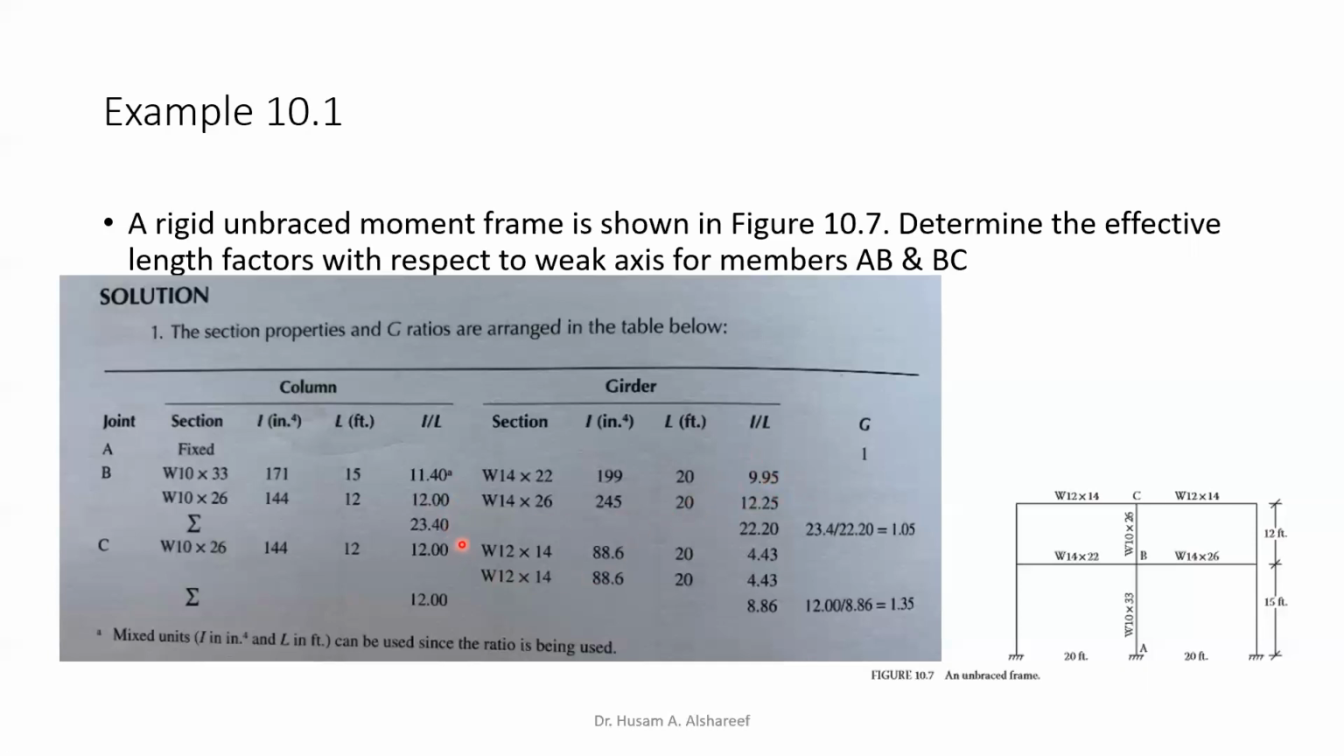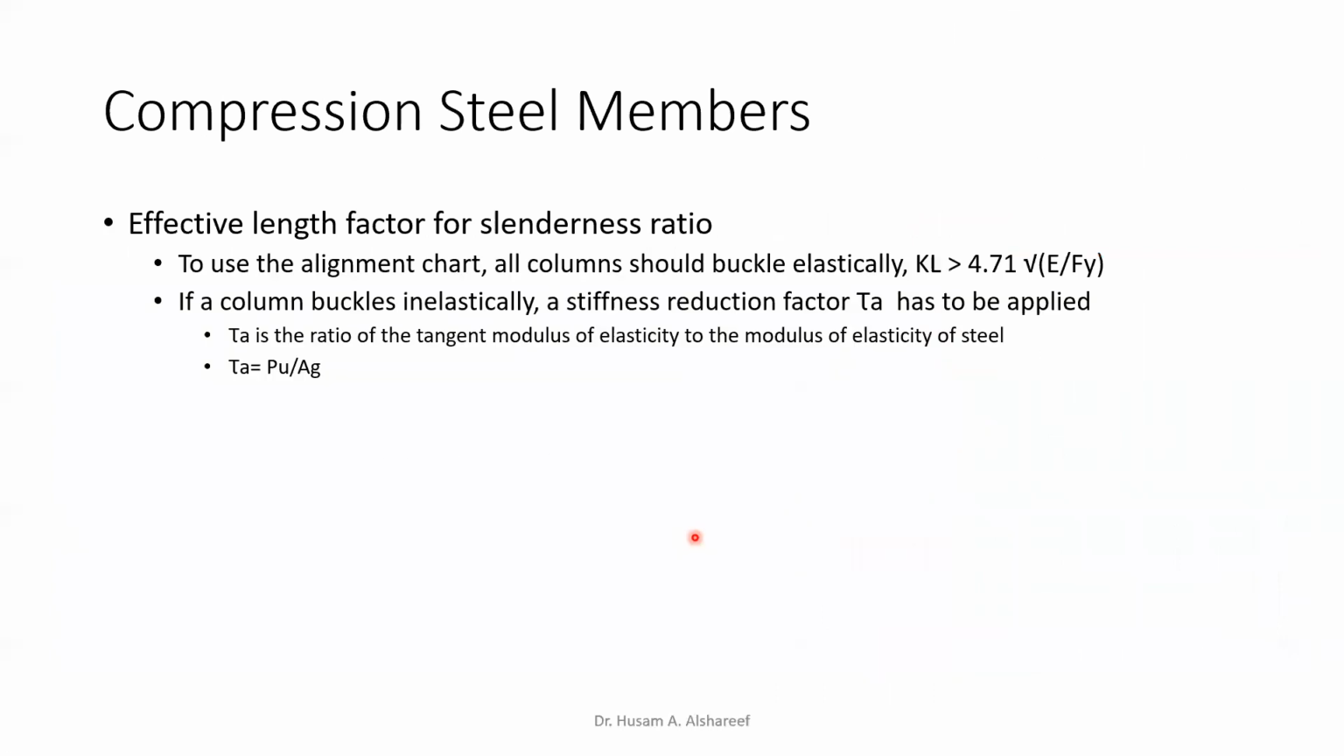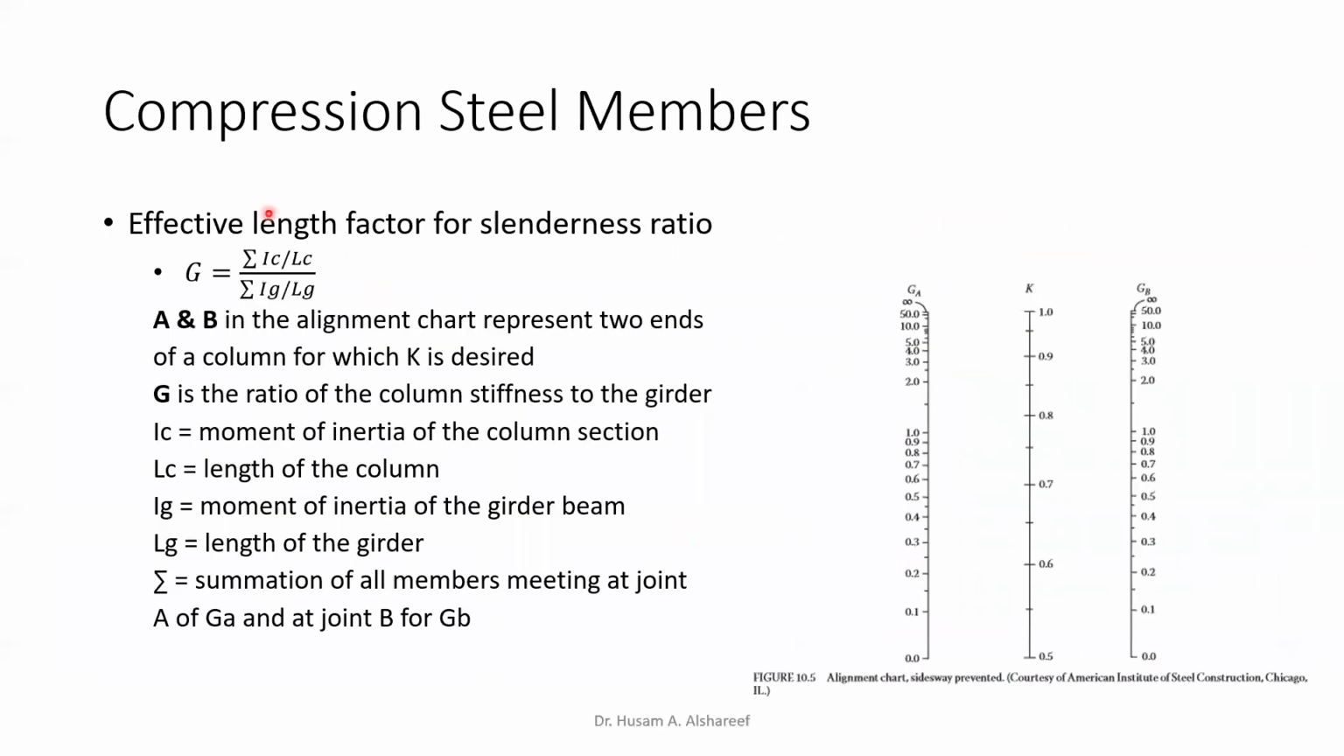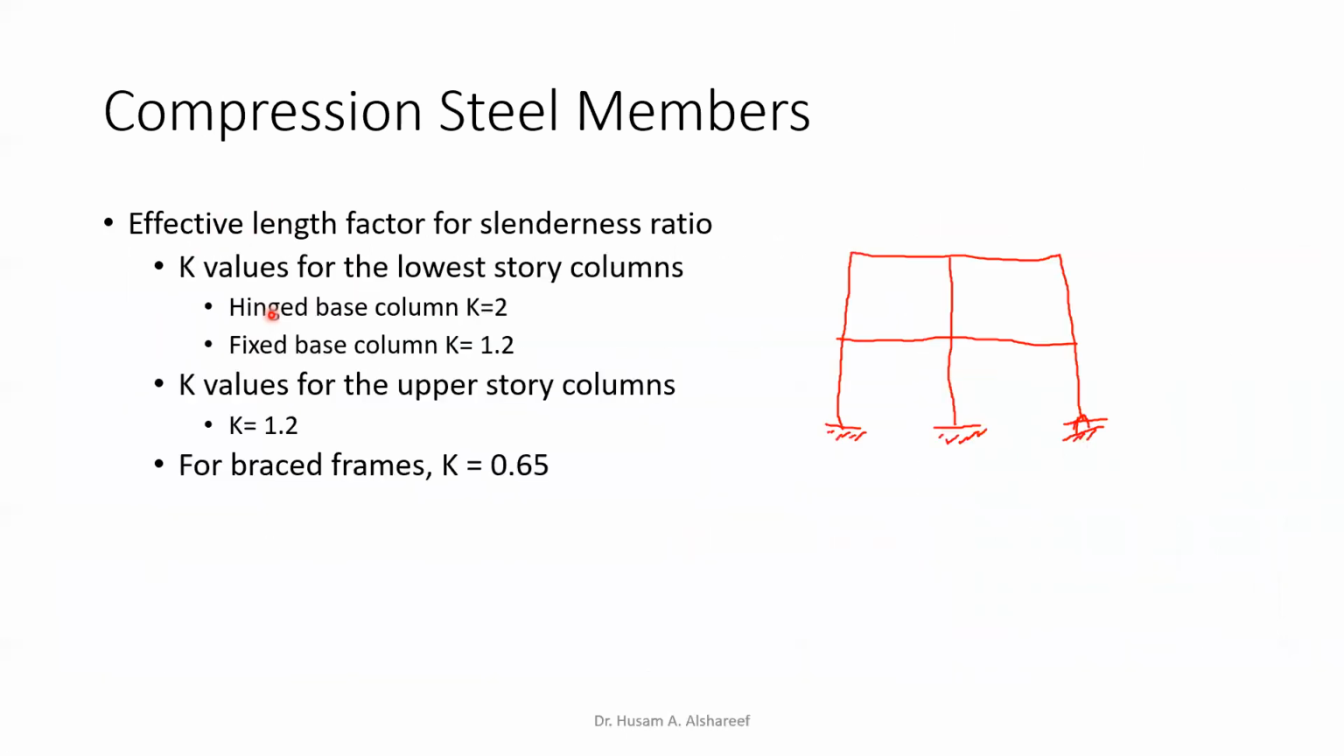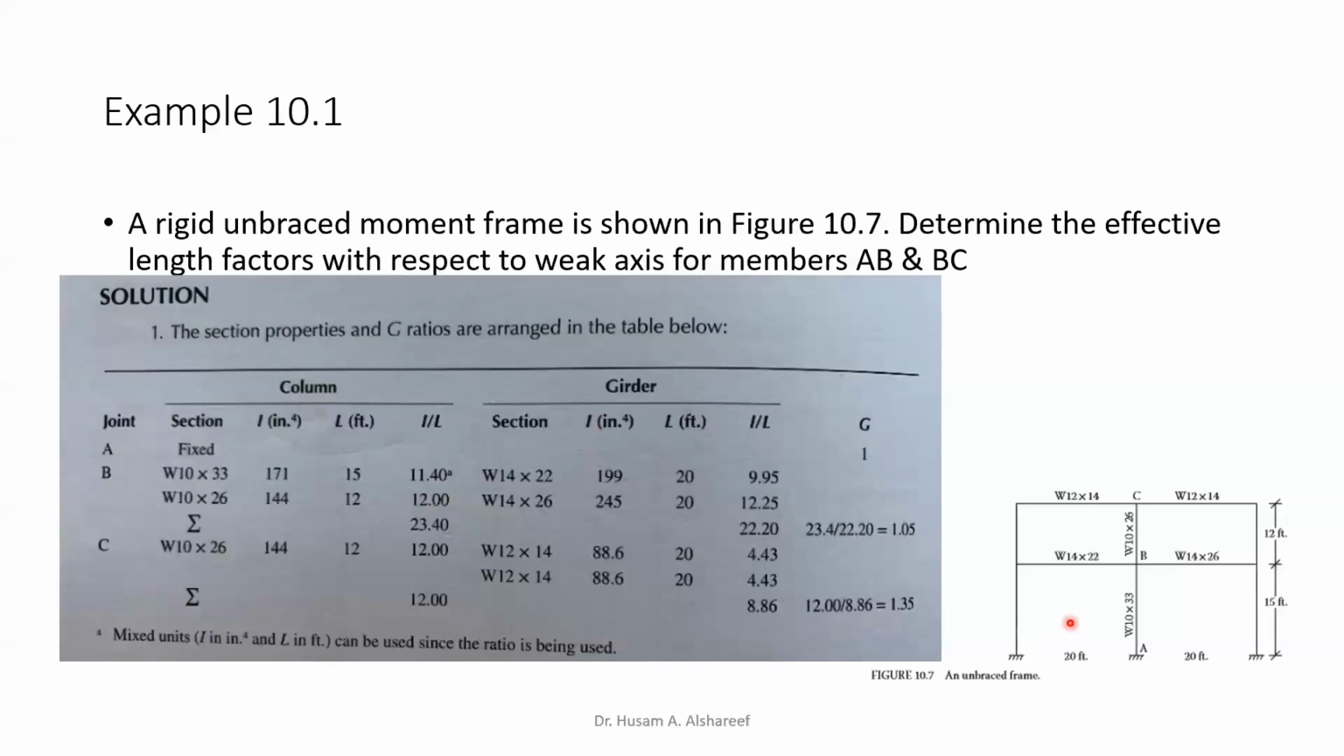And then we divide the column summation by the girder summation. If you remember the equation of G, the summation of I over L of the columns over the summation of I over L of the girders, that's what we did here to find G. So now we found G of 1.05 for joint B. The same thing goes for C.